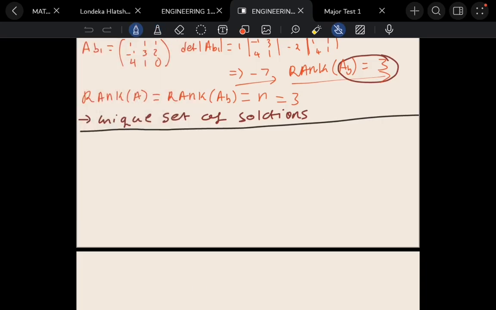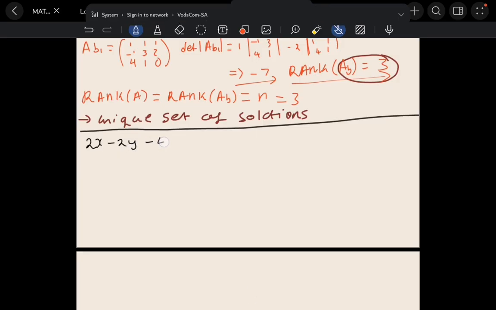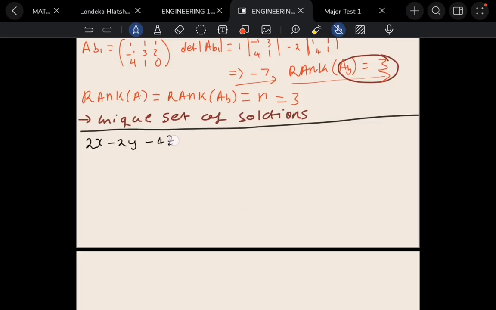Now we have equations like 2x minus 2y minus 4z is equal to minus 2, right? And then we have 3x minus 3y minus 6z is equal to minus 3, and minus 2x plus 3y plus z is equal to 7.